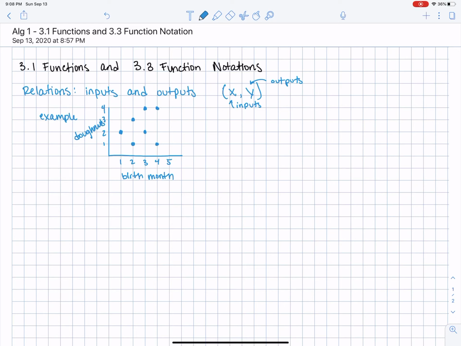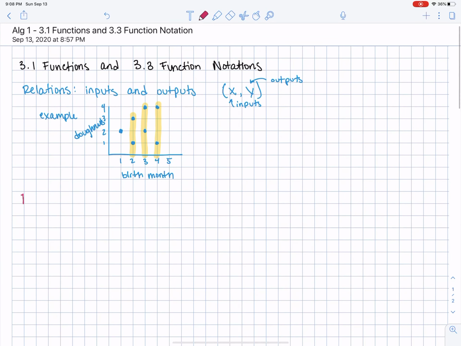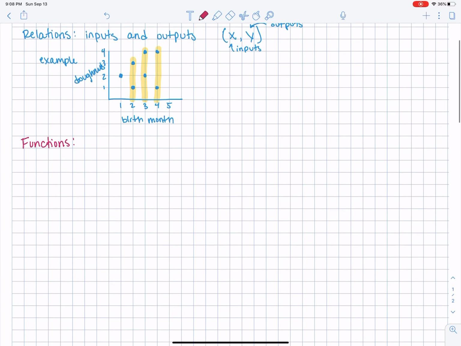And if you'll notice here, when we went to people in February, we had 2 possibilities. They could either eat 1 donut or they could eat 3 donuts. Same thing with March, we had 2 possibilities, 2 donuts or 4 donuts, and April, 1 donut or 4 donuts. There were 2 possibilities for every input. Which brings us to our functions. So really key in here if you were spacing out: functions are a certain type of relation.